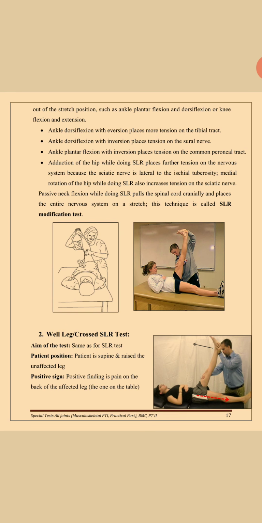Adduction of the hip while doing SLR places further tension on the nervous system because the sciatic nerve is lateral to the ischial tuberosity. Medial rotation of the hip while doing SLR also increases tension on the sciatic nerve. Passive neck flexion while doing SLR pulls the spinal cord cranially and places the entire nerve system on a stretch. This technique is called SLR modification test.